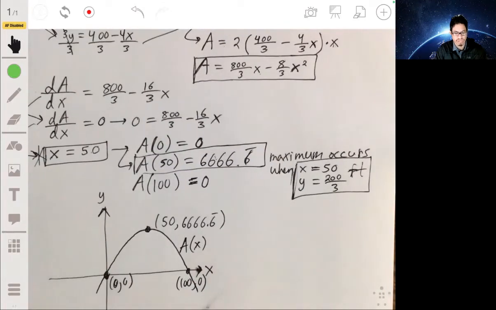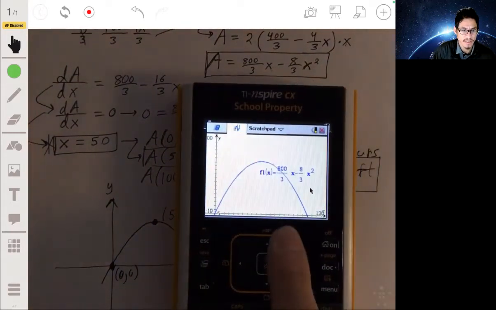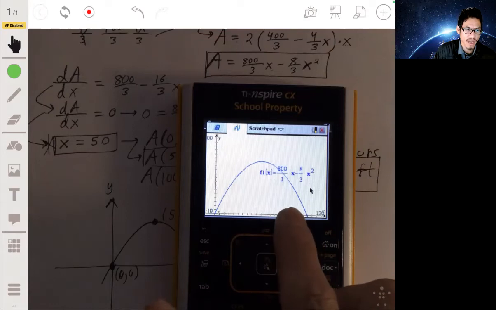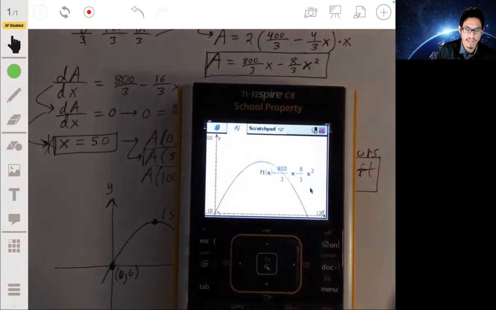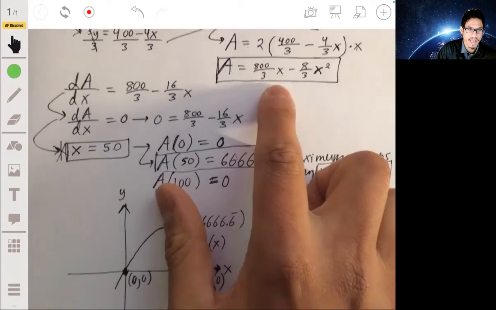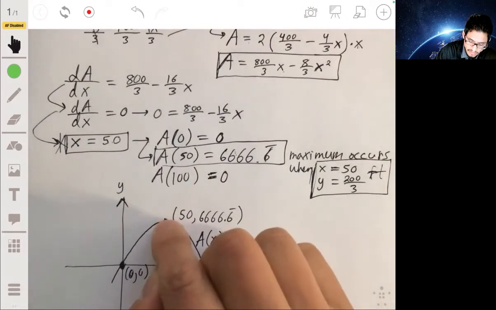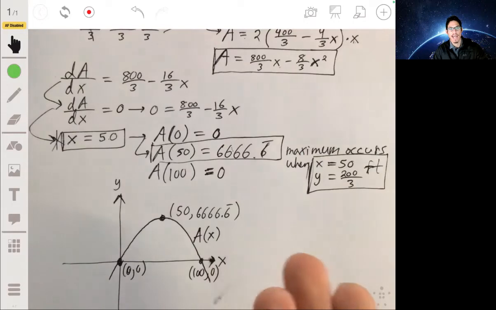And I have a more precise graph. I put it on here, and you can see this is the graph of the quadratic. So again, you don't actually need calculus for this problem if you just think about it and realize this is a quadratic equation. And then obviously the maximum area is going to occur at the top when x is 50. So you can actually find your answer like that.